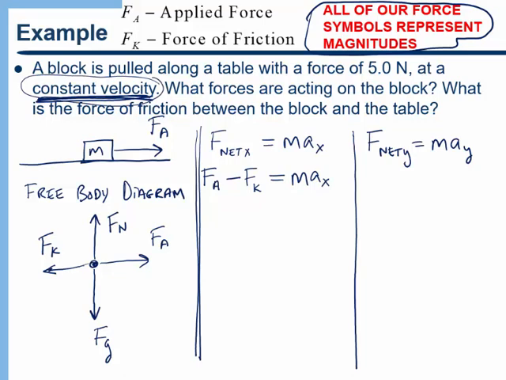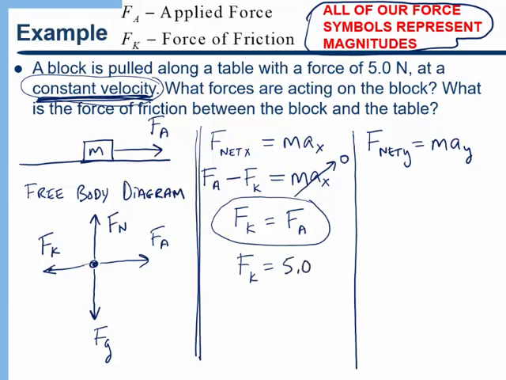The block is moving with a constant velocity, and therefore the acceleration is equal to 0. What I conclude then is that the force of friction is equal to the applied force. Again, notice these symbols represent magnitudes. So Fk, the magnitude of the force of friction, is 5 newtons because it's the same as the magnitude of the applied force. Let's look at what's going on in the y direction.